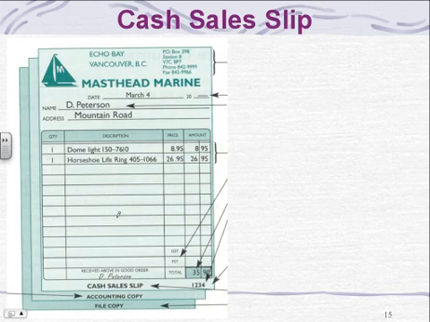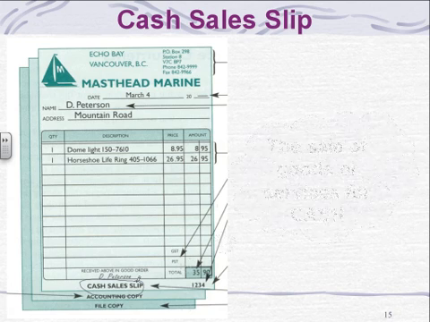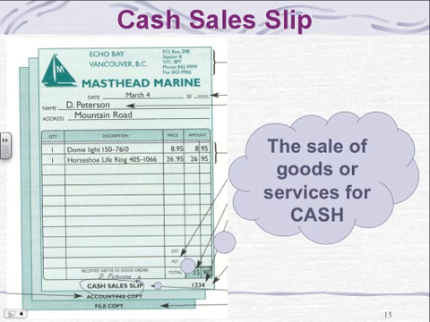Let's look at cash sales slips first. This is a cash sales slip, and it's easy to know because it actually says cash sales slip on it. Not all source documents actually have the name on them, so I'm going to show you a couple of indications on how we can tell. This cash sales slip indicates the sale of a good or service for cash. That's why it says cash and sale. So this one's quite easy.